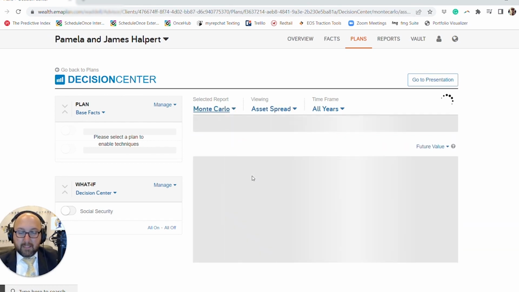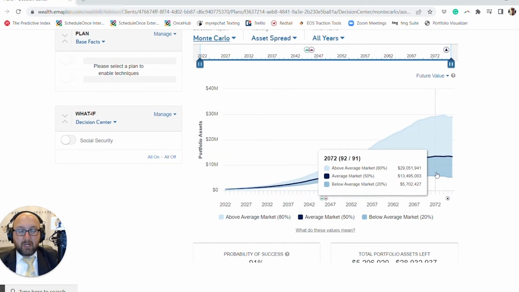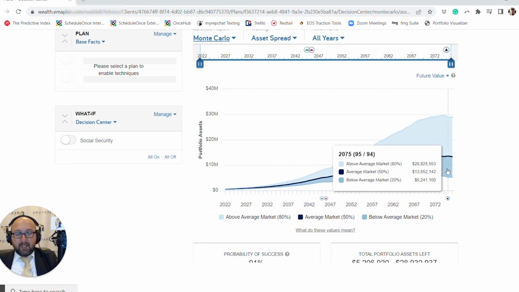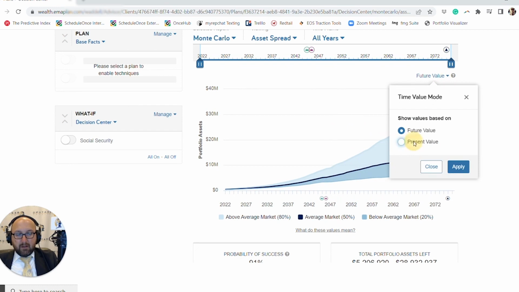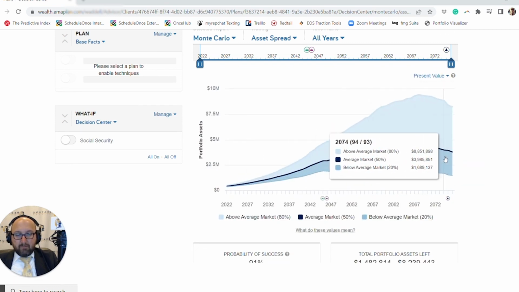I spend most of my time in Monte Carlo. So we look at this asset spread. We just talked about the standard deviation, understanding where the standard deviation is, and now we can see that spread of where these results are happening, how it's affecting the portfolio. But where is it getting these end numbers? And again, you can put these in present value. I don't really show clients this, so I'm not really worried about the present value, right?